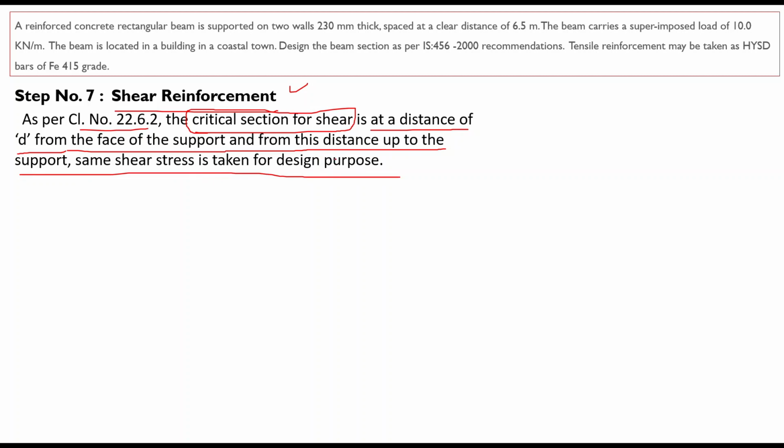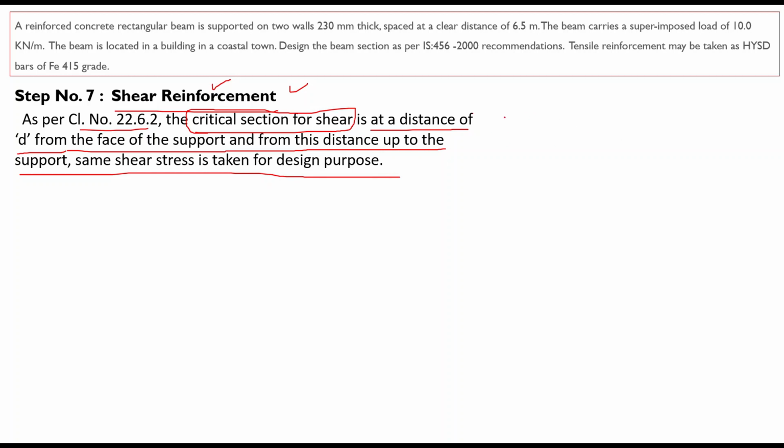the same shear stress. That means whatever be the shear stress coming out to be after calculation at a critical section, we will be able to work out that, based on that value of shear stress at that section, we have to provide the shear reinforcement, and that shear reinforcement we can provide up to the support considering the same value of the shear force or shear stress.